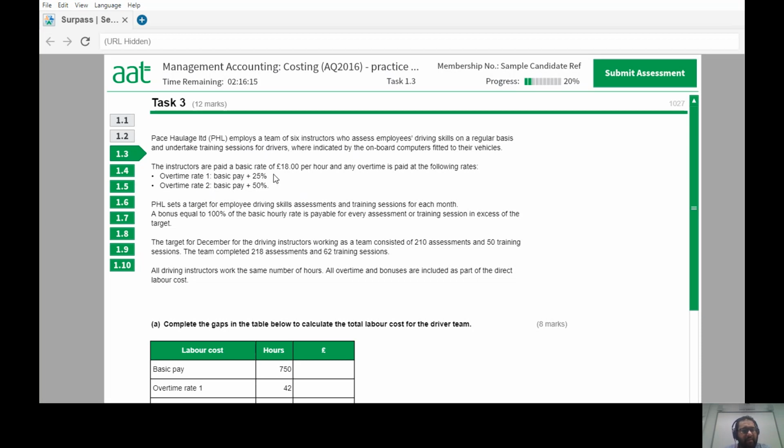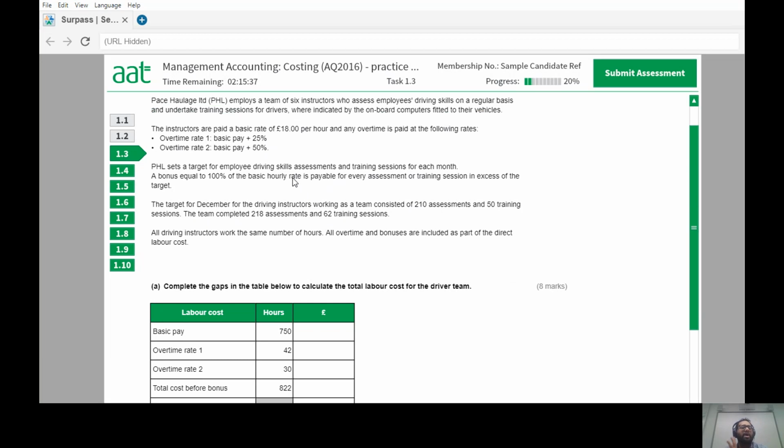The instructors are paid a basic rate of £18 per hour, and any overtime is paid at the following rates: 25% for rate 1, and rate 2 is going to be 50% additional. PHL sets the target for employees' driving skills assessment and training sessions for each month. A bonus equal to 100% of the basic hourly rate is payable for every assessment or training session in excess of target. So that means £18 is going to be paid for anything you do more than their allotted target. If they do 10 more, they're going to get altogether £180. Okay, so that is the word part of it.